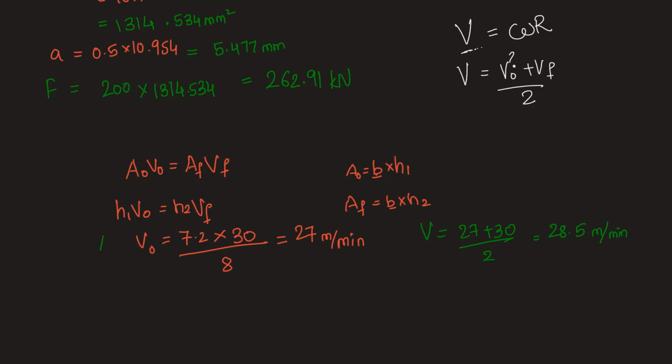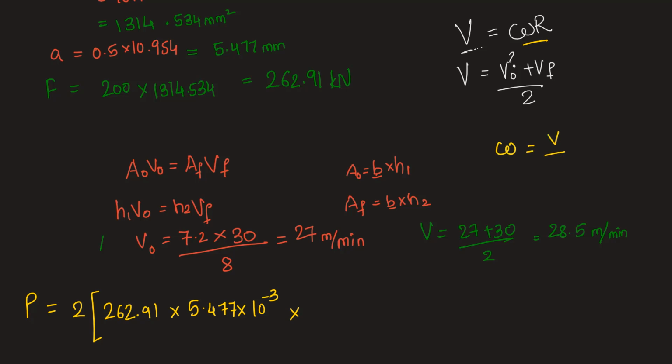Now let's find power finally. Power P is equal to 2 times F, which is 262.91, times arm length A, which is 5.477, but this value is in millimeter. So let's convert it to meter, times 10 to the power minus 3, times, we have to find omega using V. So omega is equal to V upon R, and V is 28.5 meter per minute. In this we need to have V in terms of meter per second. So to convert minute to second, we divide this value by 60.